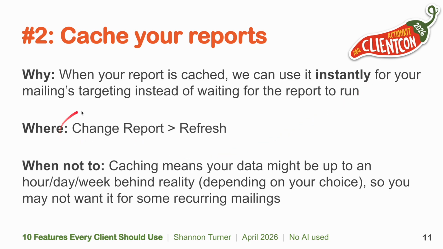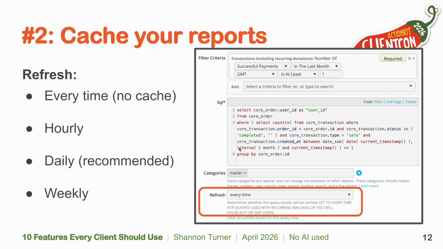The place you can do this is on the change report screen if you go down to refresh. And again, you might not want to do it for some recurring mailings. So on the report screen underneath your SQL is the refresh setting highlighted here. You're only going to see this setting if the report is using the mailer or merge categories. And for the purposes of targeting, it will save your report results for the specified period.